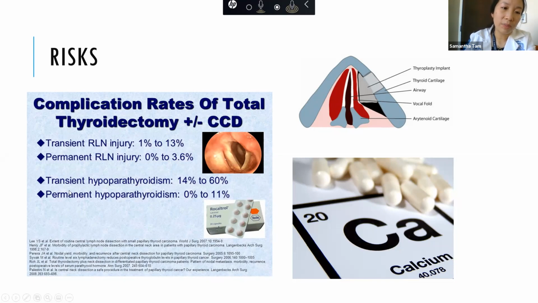In terms of the calcium, the parathyroid gland issues, transient, so temporary effects for that is between 14 to 60% of patients. And in those patients, what happens is they get calcium supplementation as well as vitamin D supplementation during that time until their body is able to build it up again. The likelihood of permanent hypoparathyroidism is much less, 0% to 11%. And in these patients, unfortunately, it means lifelong supplementation with calcium or vitamin D in order to make sure that your calcium levels are at a safe level.